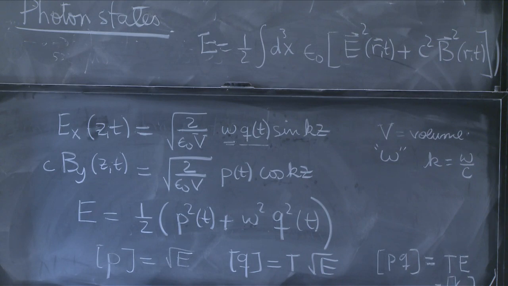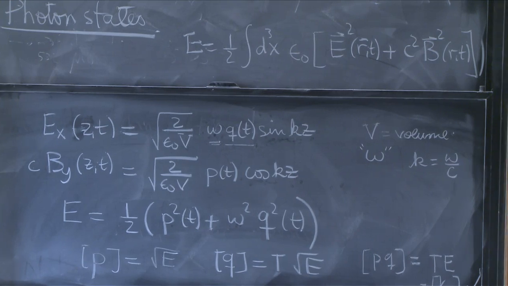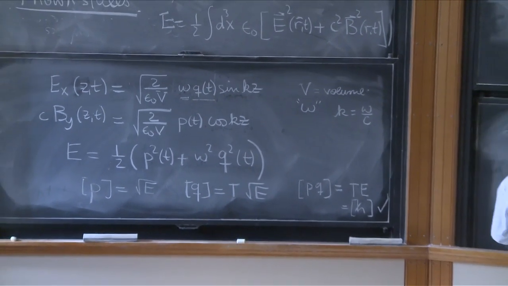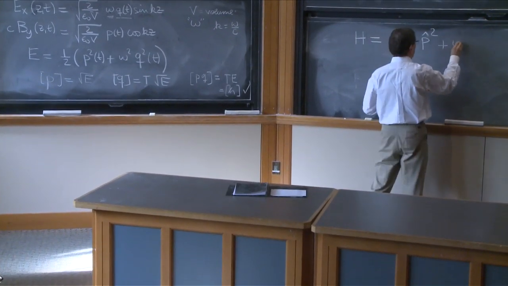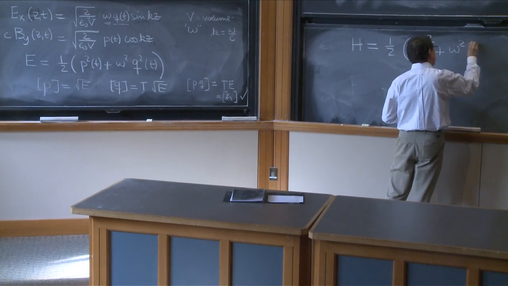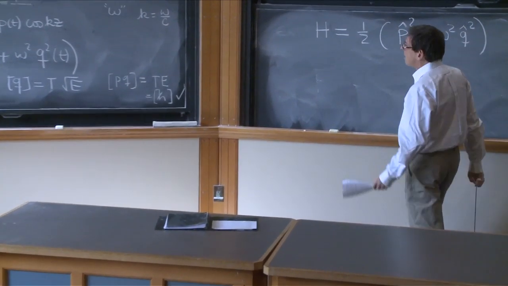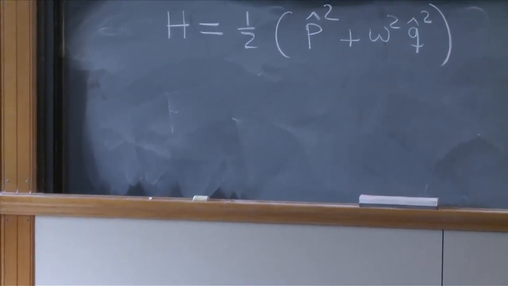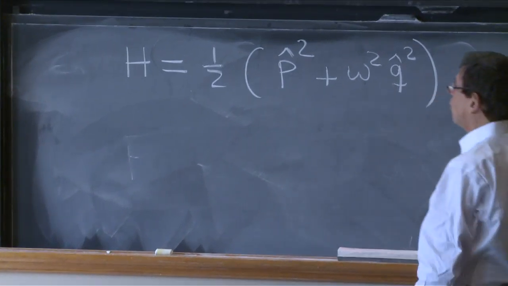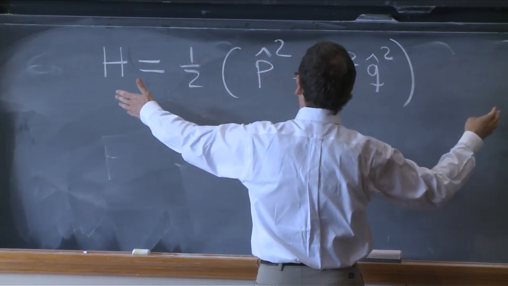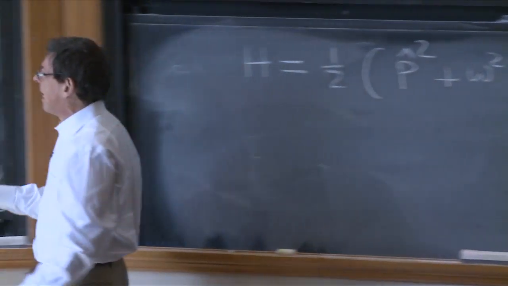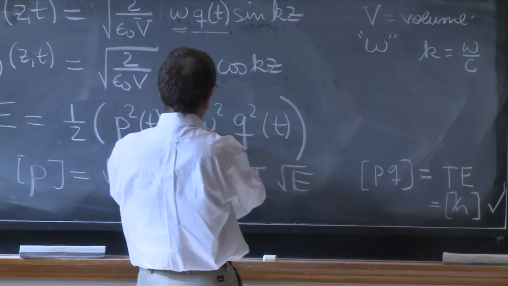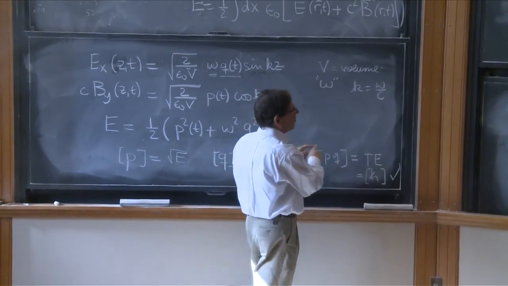So what we're saying now is that I'm going to just call the Hamiltonian 1/2 (P hat squared plus omega squared Q hat squared). This is a time-independent Hamiltonian. If you're doing Heisenberg, it's the same thing as the Hamiltonian that would have P hat squared of t plus omega squared Q hat squared of t.